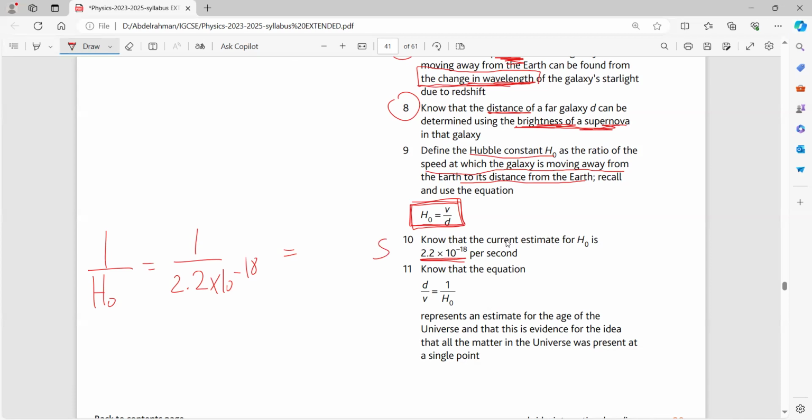We can keep on dividing this number until we find the age of the universe in years. It will be approximately 13.5 or 13.4 billion years. So if you divide 1 over H naught, 1 over 2.2 times 10 to the negative 18, it will give you a huge number in seconds. You need to change this number to years to find the approximate age of the universe in years. Or you can just find it in seconds if you want. It's up to you.